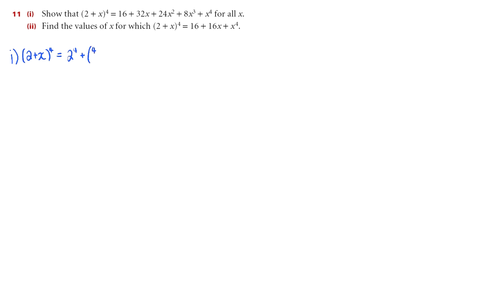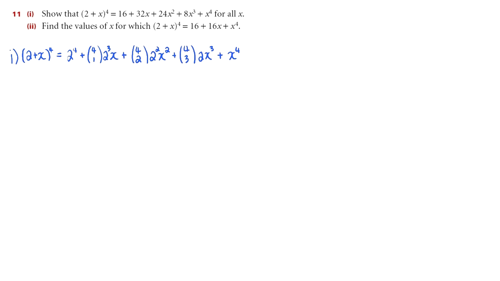Then we add the second term, which is now 4C1 multiplied by 2 to the power of 3. The power drops by 1, and x to the power of 1, but we don't have to write that. Notice the power of x has gone up 1. Then we add 4C2 multiplied by 2 squared. Again, the index has dropped 1, and x squared, the index has gone up 1. Then we add 4C3, 2 to the power of 1, x cubed, and finally we add x to the power of 4, which is being multiplied by 4C4, which is just 1, and also 2 to the power of 0, which is also just 1, so we don't really have to write that.